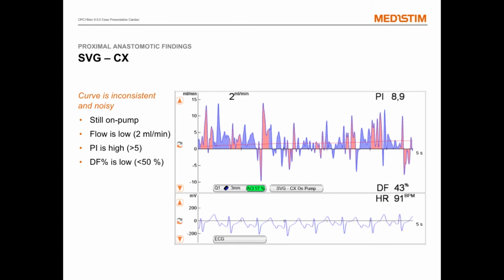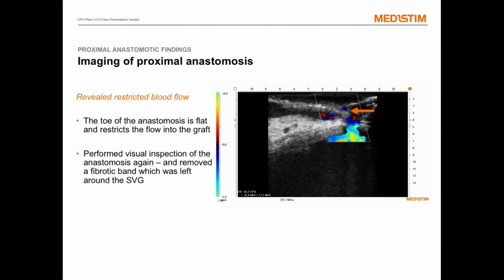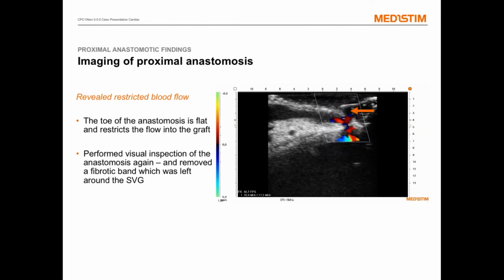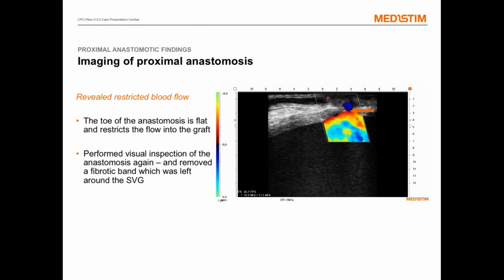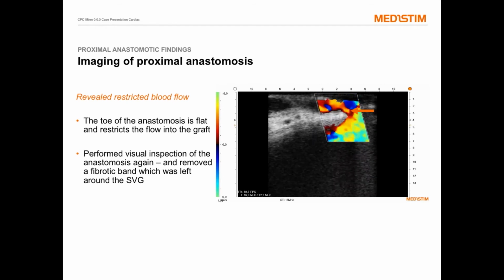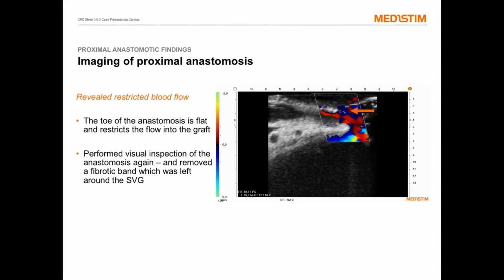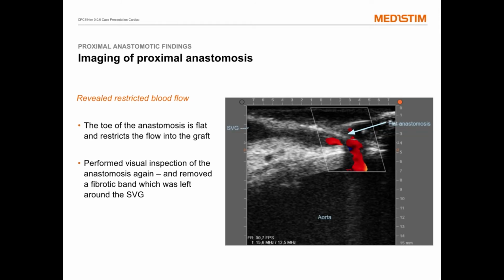It was decided to use imaging to scan the anastomosis for a morphological assessment. Imaging revealed that the blood flow was restricted. This led to a second visual inspection and the identification of a fiber optic band that was then removed. To the top left, the saphenous vein is coming into the aorta. The toe of the anastomosis is a bit flat, and you see that it restricts the flow into the vein.